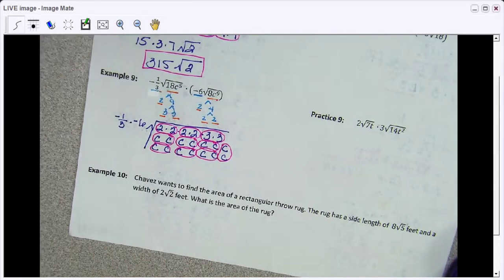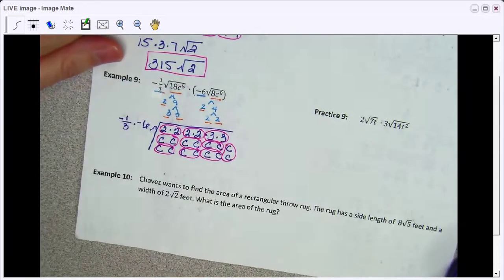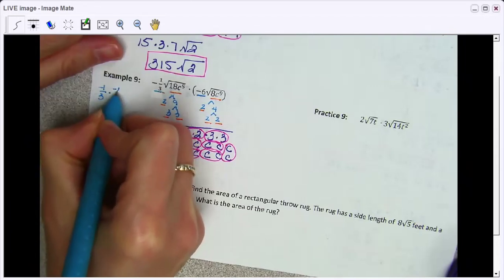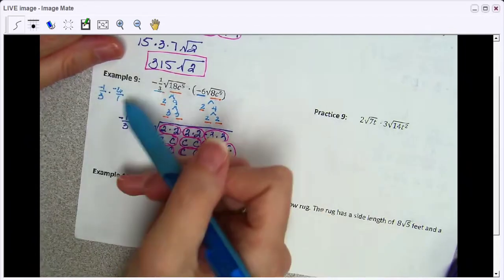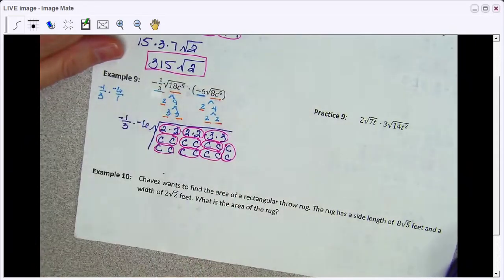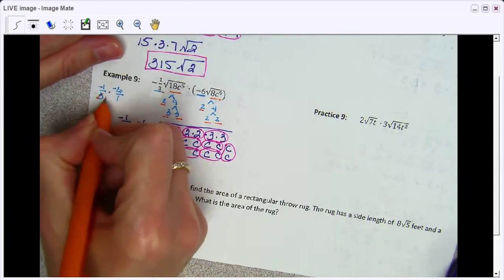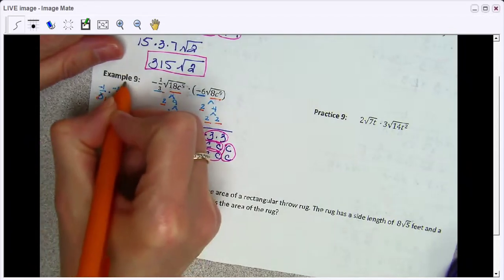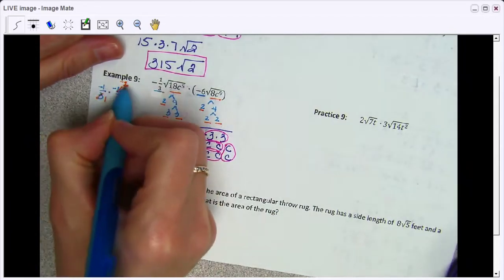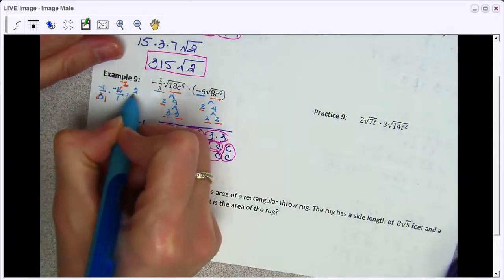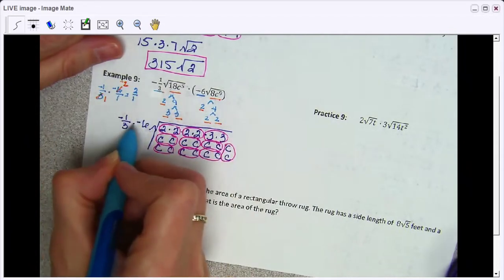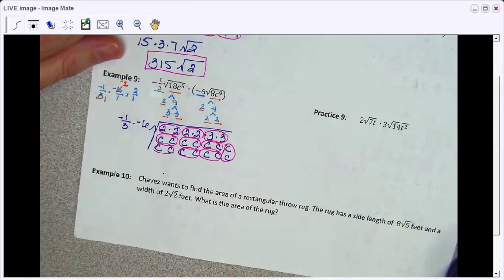So here, -1/3 times -6. For those of you who forgot how to multiply with fractions, you just put your -6/1 and you multiply straight across, or you can cross simplify. So 3 divided by 3 is 1, and 6 divided by 3 is 2. And so you end up with -1 times -2 is a +2. 1 times 1 is 1. So -1/3 times -6 equals 2. Okay.